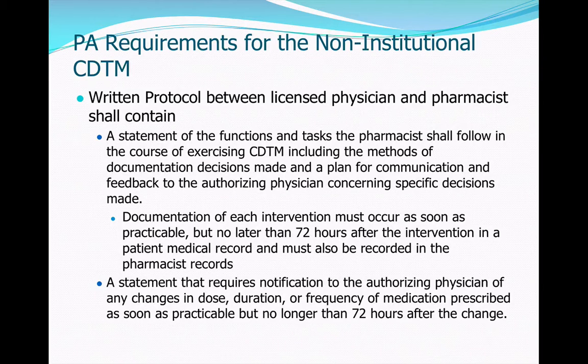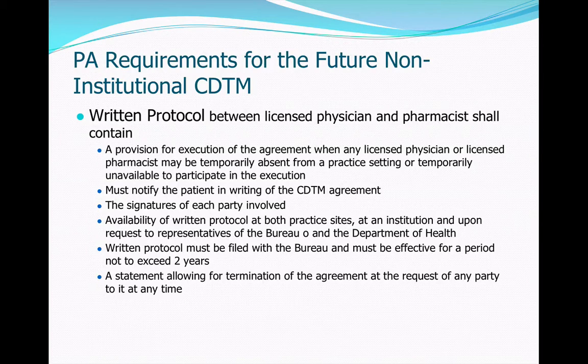Once again, we need to show that we are going to relay that information to the physician no later than 72 hours. And so, what is the communication process for that to occur? There also should be a statement that requires notification to the authorizing physician of any changes, and like I said, of no longer than 72 hours. The other thing is there should be a provision for execution of the agreement when the licensed physician or the licensed pharmacist may be temporarily absent from the practice setting. So you can have a collaborative practice agreement that may have numerous physicians and numerous pharmacists, but each one of them has to be in that agreement, has to have their signatures in that agreement.